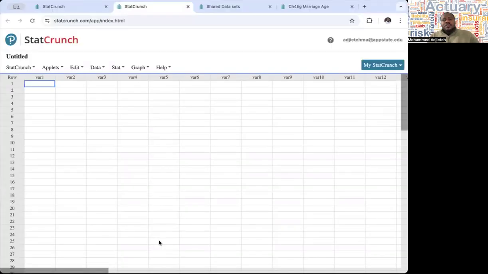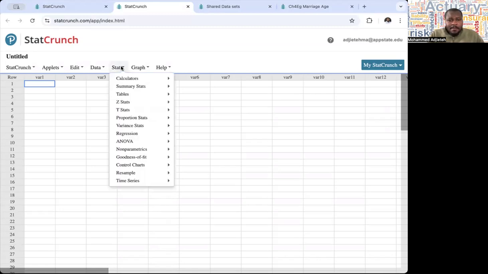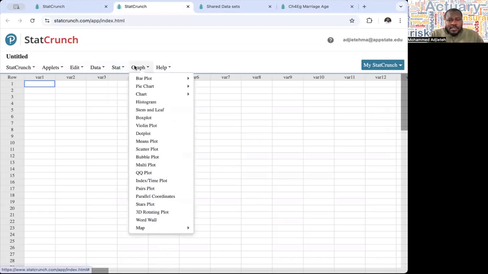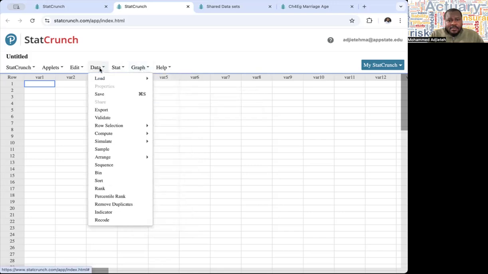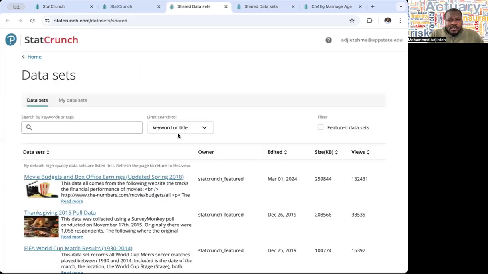There we go. So now we are in StatCrunch, and we want to load the data set. So we go to data, and then we go to data, load from shared data set. And then let's try to type in CH4.